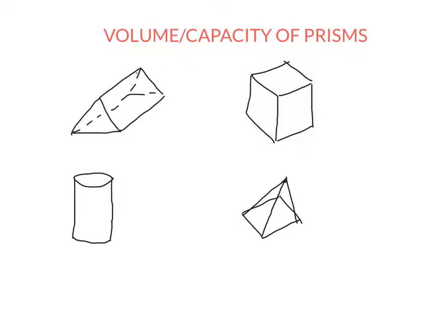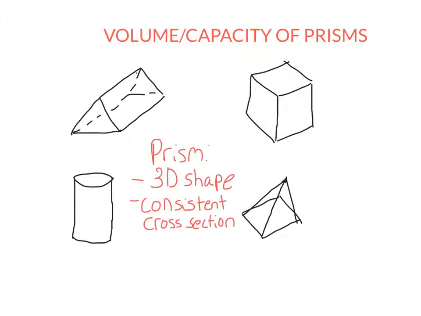Thank you so much for tuning into this video in which I'll go through the volume and capacity of prisms. So firstly, we need to know what a prism actually is. Prisms are 3D shapes with a consistent cross-section. So the first shape here is a prism.